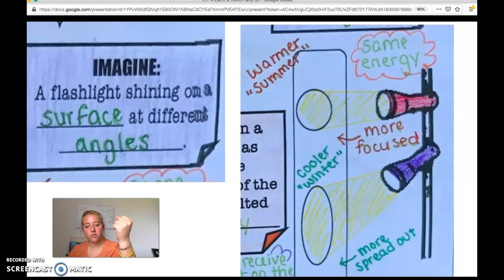What I want you to remember, and what is very, very important, is that no matter whether my flashlight is straight on or tilted, the same amount of energy or light is being released from the flashlight. That is not changing. That is the same with the sun as it shines onto the Earth. Lots of energy, right? We have lots of energy coming at us from the sunshine.